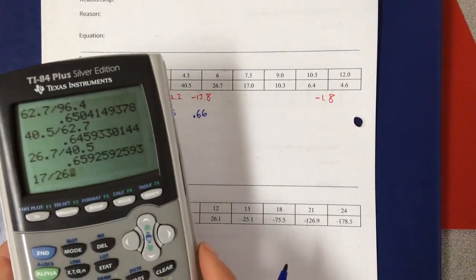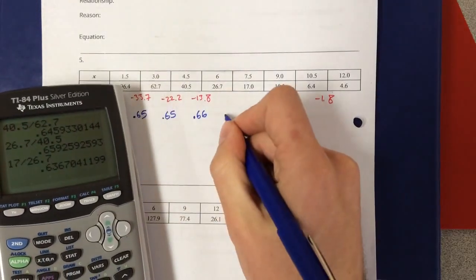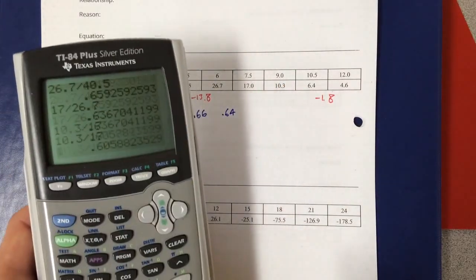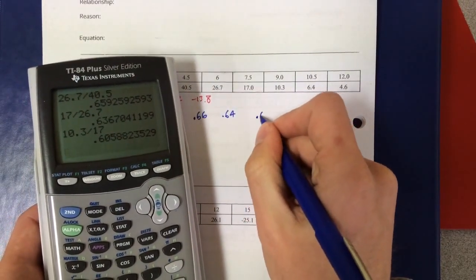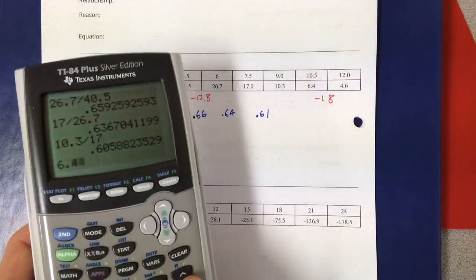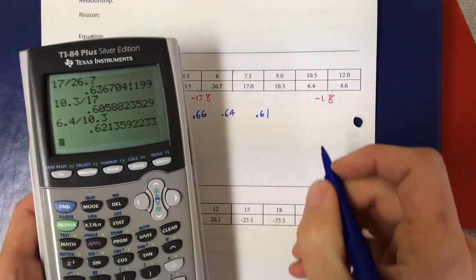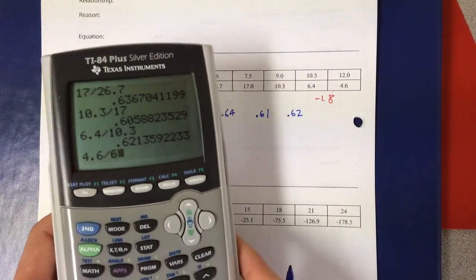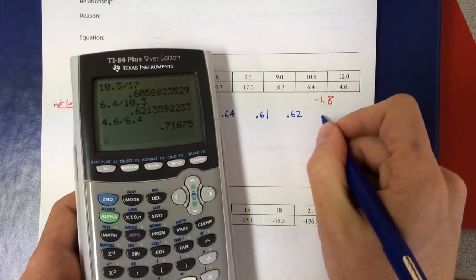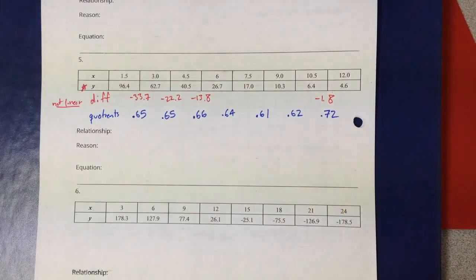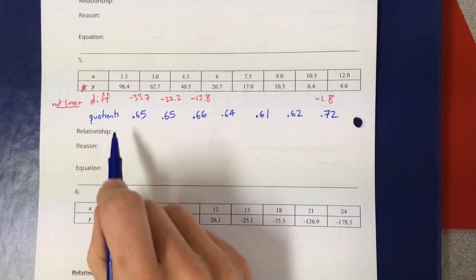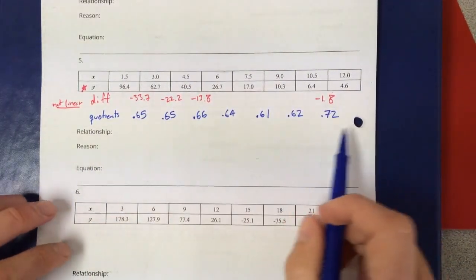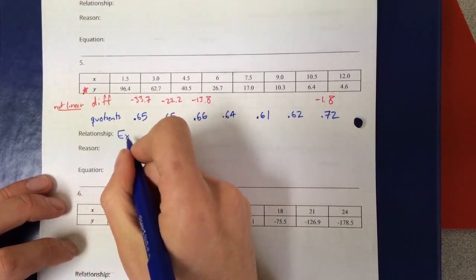17 divided by 26.7 is 0.64. 10.3 divided by 17 is, this one's a little bit different here, 0.61. 6.4 divided by 10.3, 0.62. And 4.6 divided by 6.4, I get a bigger one here, 0.72. The overall pattern here is that the consecutive quotients are all about the same. They're all around 0.65, 0.66, somewhere around there. So this tells me this relationship is exponential.